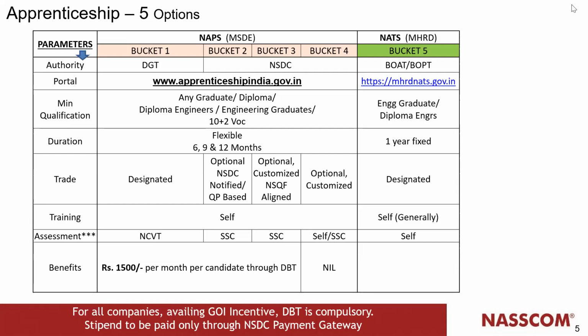And under NAPS, which is the recent scheme that has come into existence since 2016, the whole idea was that with NATS, graduate engineers and diploma engineers are being taken care of, and there is a fixed training for them of 1 year. But there is a whole lot of people who are BAs, BScs, BComs, BVocs, 10th and 12th pass, and even some school dropouts. That mass was much bigger. So the government had in mind to leverage this mass and skill them, giving them a better life. And for that purpose, the NAPS scheme came into existence.